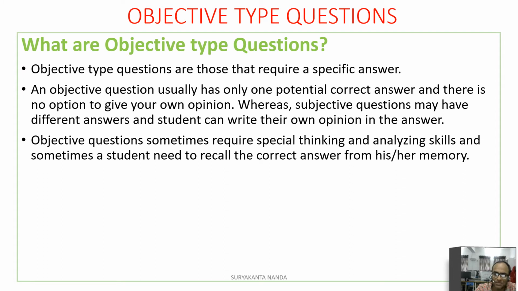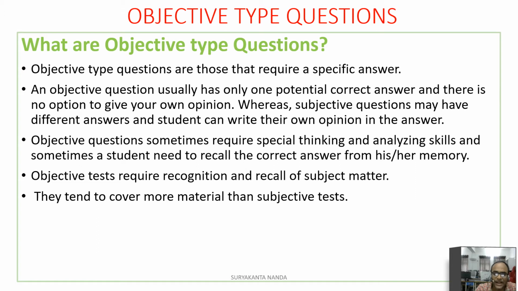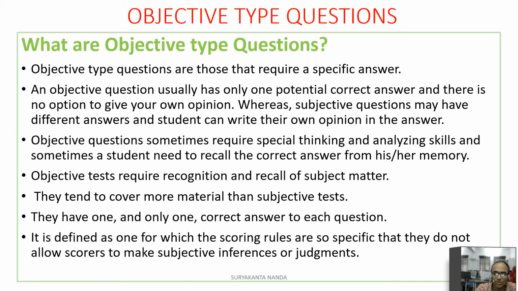Objective questions sometimes require special thinking and analyzing skills, and sometimes a student needs to recall the correct answer from his or her memory. Objective tests require recognition and recall of subject matter. They tend to cover more material than subjective tests. They have one and only one correct answer to each question. It is defined as one for which the scoring rules are so specific that they do not allow scorers to make subjective inferences or judgments.